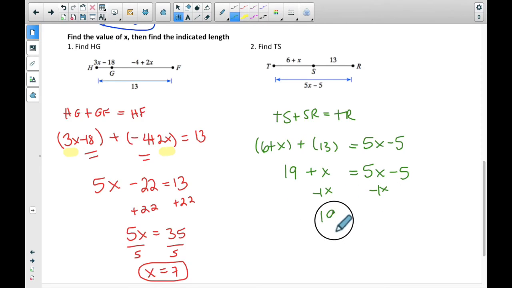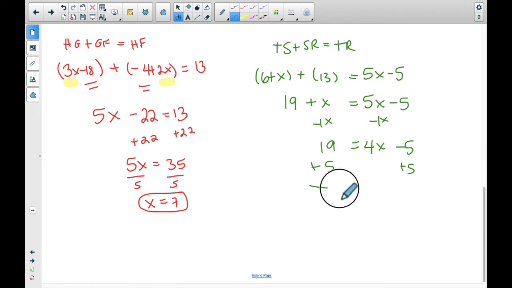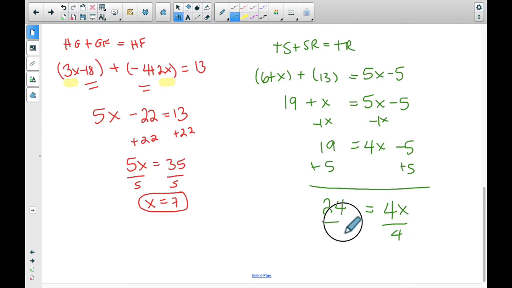So we have 19. x minus x drops off. 5x minus 1x is 4x, and I'm going to bring down my minus 5. Almost done. I'm going to add that 5 to both sides. Take a second to add those together. So that gives me 24 is equal to 4x. And if I divide by 4, I get 6 is equal to x.